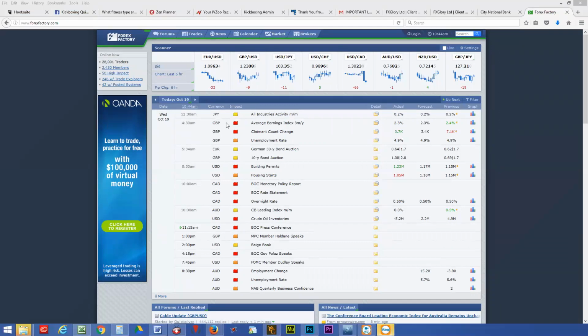Okay, so what we want to do is pay attention to the boxes that have red on them. All right, I don't even generally pay attention to the orange boxes. I generally pay attention to the red boxes, because those are high impact news reports.